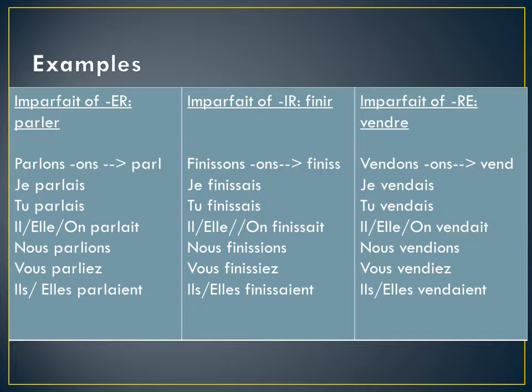I chose parler, finir, and vendre. For example, the present nous form of parler is parlons, and then you take out the ONS to make it PARL. Then you add the imparfait ending. For finir, the present nous form is finissons, and you take out the ONS to make it FINISS, and then you add the ending. For vendre, the present nous form is vendons, and you take out the ONS and then add the ending.